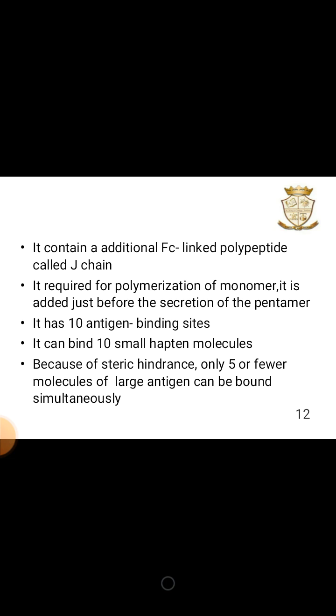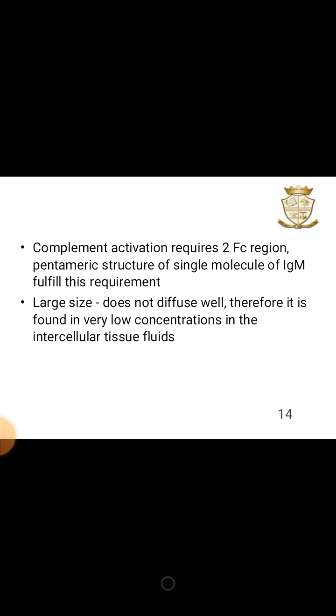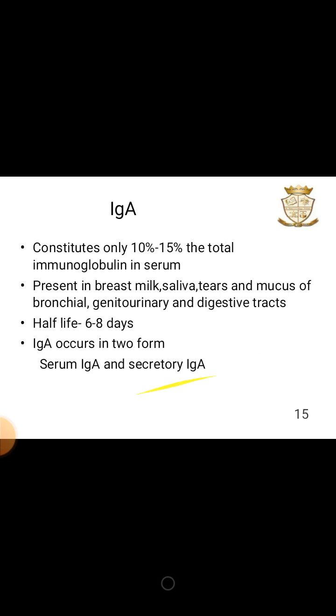It has 10 antigen binding sites. It can bind 10 small hapten molecules. Because of steric hindrance, only 5 or fewer molecules of large antigen can be bound simultaneously. This is the structure of IgM. Complement activation requires the Fc region. The pentameric structure of a single molecule of IgM fulfills this requirement. Its large size does not diffuse well, therefore it is found in very low concentration in the intercellular tissue fluid.